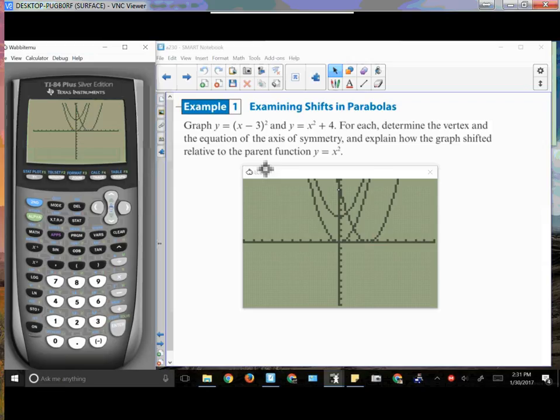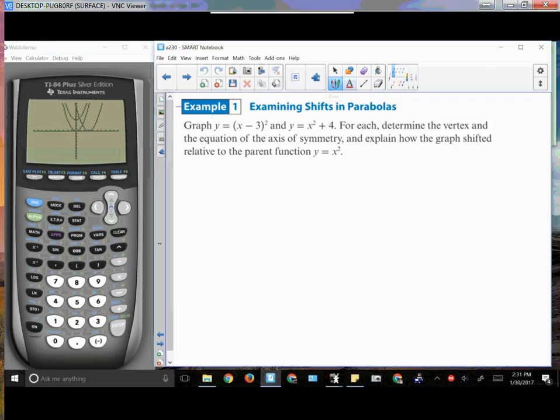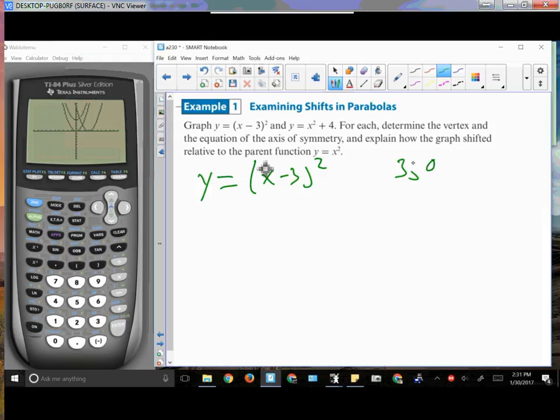For the first equation that came over here, you'll notice it has x minus 3. So that means it was 3 units moved over. 1, 2, and 3. Now, I need to determine the vertex. If I take a look at the first equation that we had here, y is equal to x minus 3 squared, the vertex is sitting down here. So its vertex is at 3, 0.